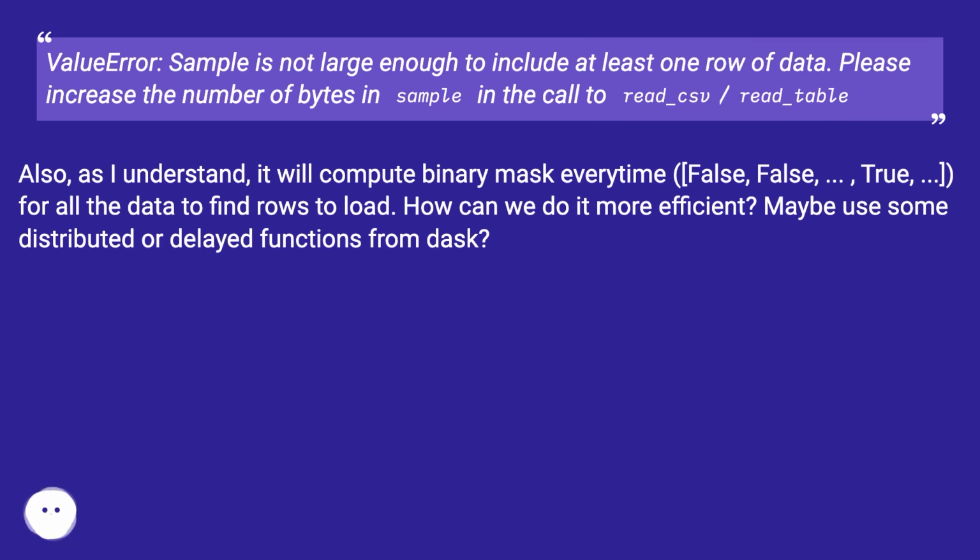Also, as I understand, it will compute binary mask every time, false, false, true, for all the data to find rows to load. How can we do it more efficiently? Maybe use some distributed or delayed functions from Dask.